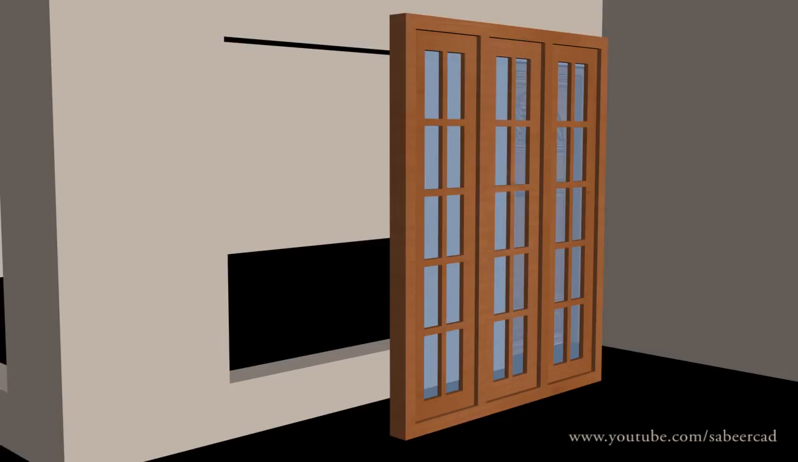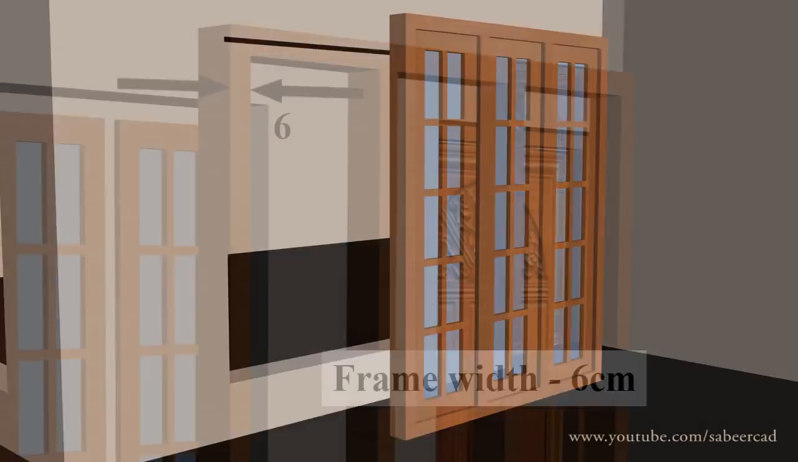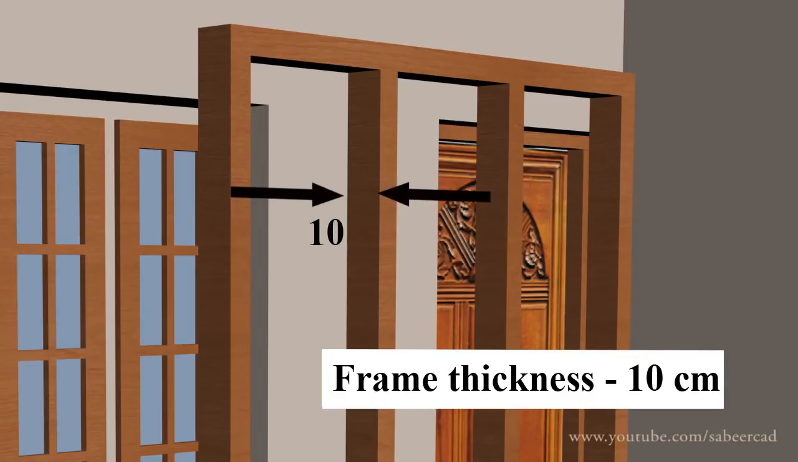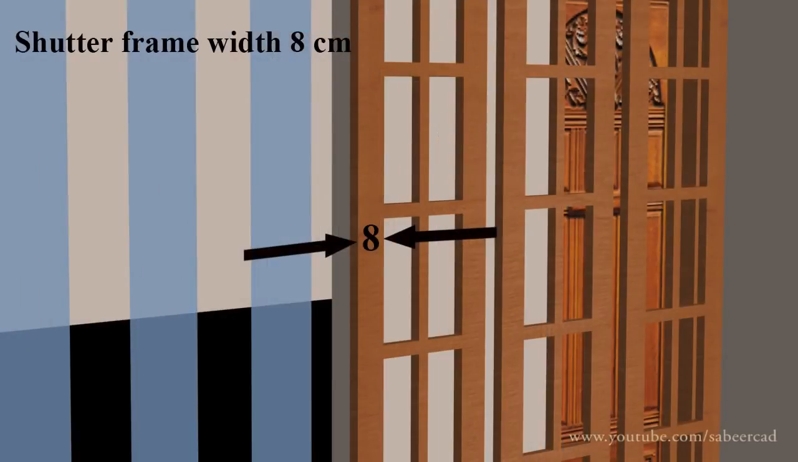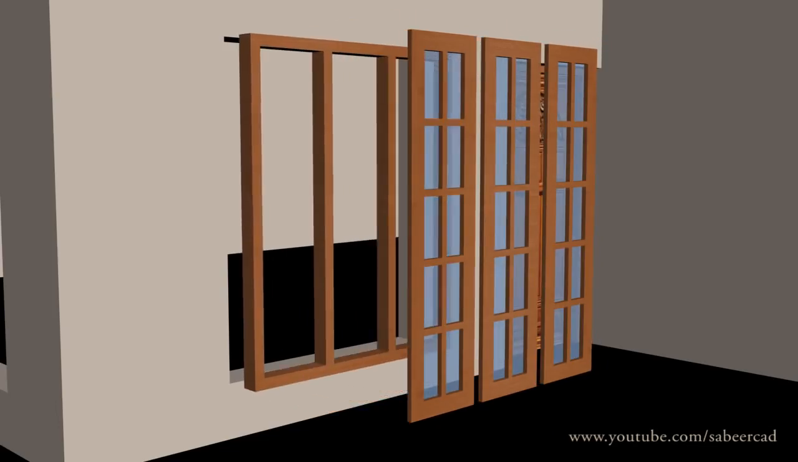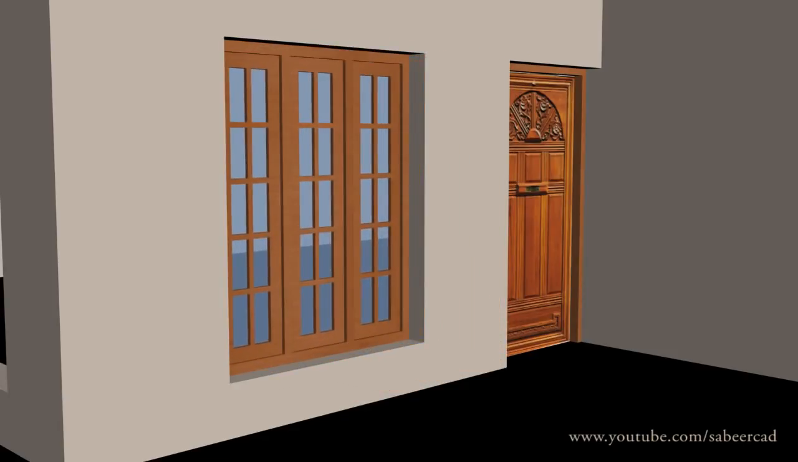Now let's see the dimensions of these objects. The width of the window frame is 6 cm. The thickness of the window frame is 10 cm. Thickness is the surface that is going inside. Similarly, shutter frame has a width of 8 cm and the shutter thickness is 2.5 cm or 1 inch. Now you are familiar with various objects in a window. Let's make this window using Autocad.